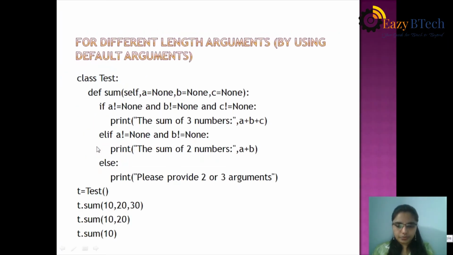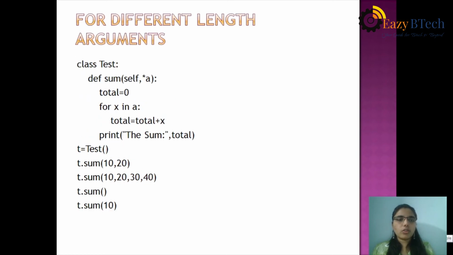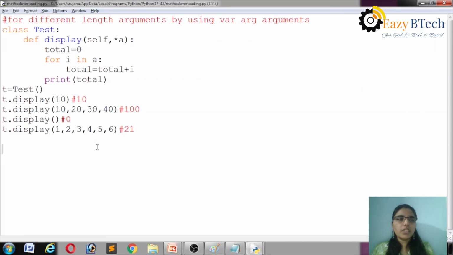Let's see here. So what is constructor overloading? Up to now, method overloading is completed. By default, Python supports method overloading by using variable length arguments or default arguments, with different arguments. If it is the same arguments, no problem, automatically it will support it.